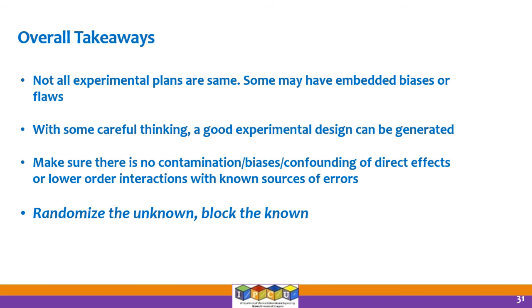So the overall takeaways from this are: not all experimental plans are the same. Some may have embedded biases or flaws. And with some careful thinking, we can generate good experimental designs. Computer algorithms are available to handle all of these things. People have come up with algorithms wherein you state the number of factors, the number of experiments that you want to do, and the number of blocks. Then it will create the best possible designs for us. So software is available to do all of these things.